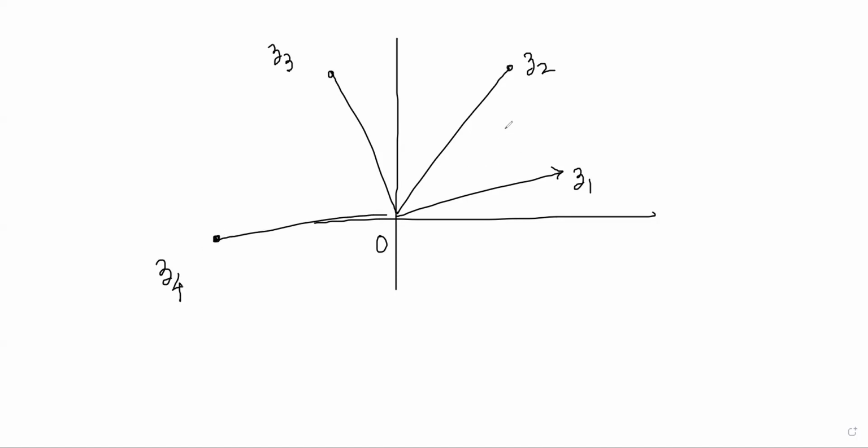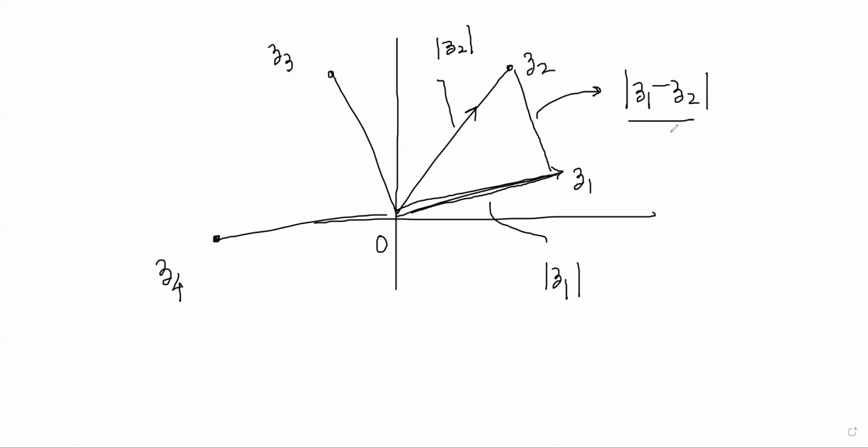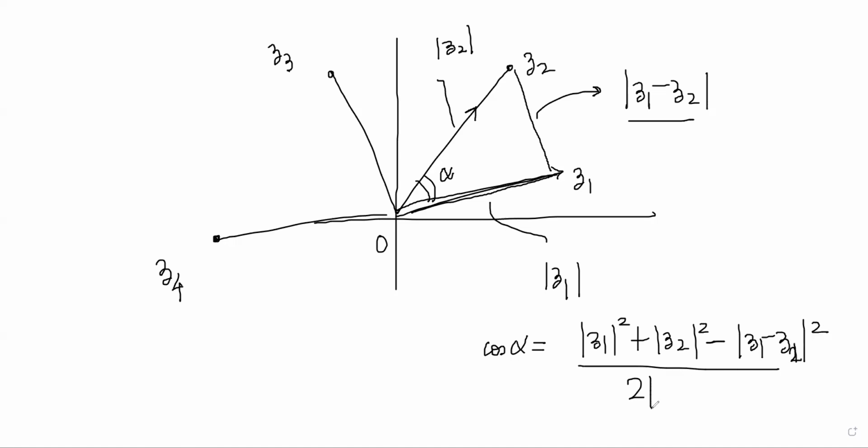So we know from the vector notation, we know basically that this is your mod Z1, right? This distance is mod Z1. This distance is mod Z2. And this distance is mod Z1 minus Z2, right? So if this angle here is alpha, you can say by the cosine rule, cos alpha should be equal to mod Z1 square plus mod Z2 square minus mod Z1 minus Z2 whole square by twice of mod Z1 mod Z2, right? So cos alpha is equal to this thing.